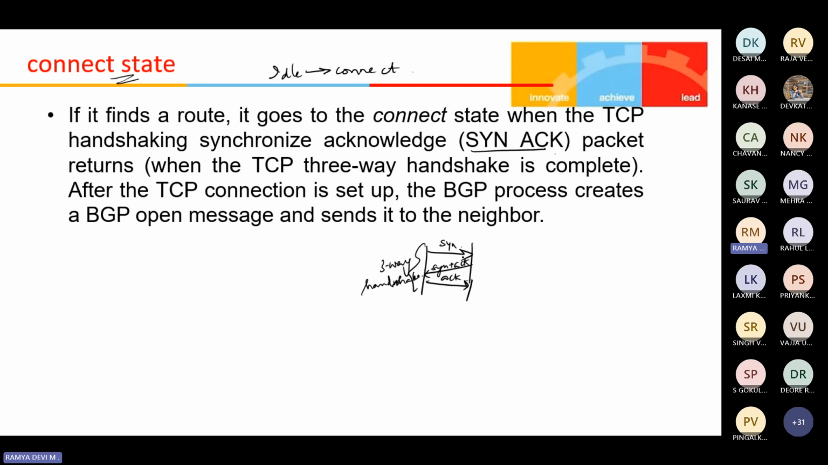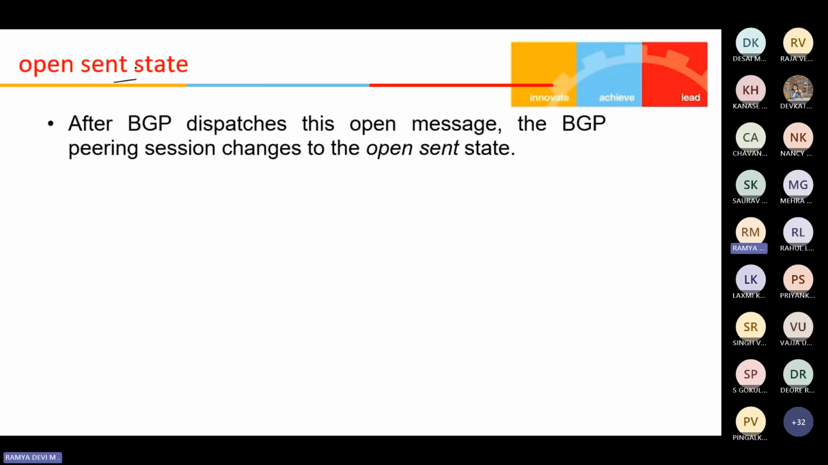So once TCP has established the session, the router can generate an open message. Now it can generate the open message, and the open message will be sent to the neighbor. So BGP will be moving into the open states. From the connect state, it enters into the open sent state. That is the next state. Fine. That is your open sent state.